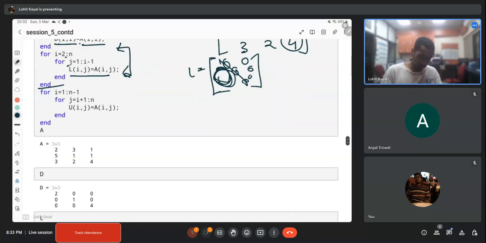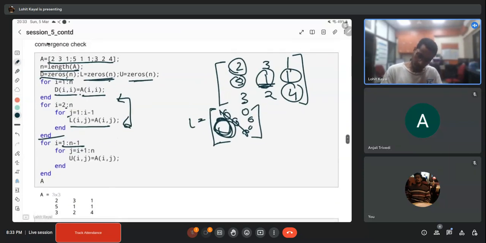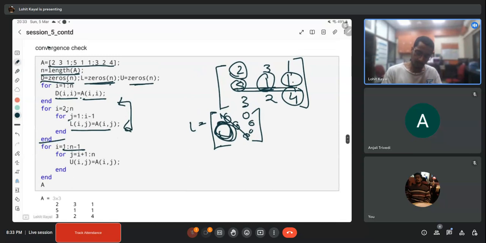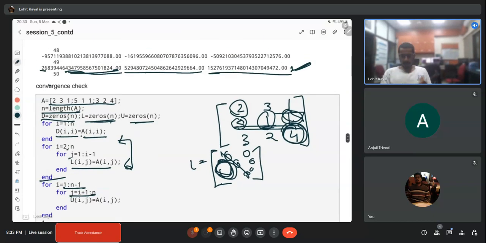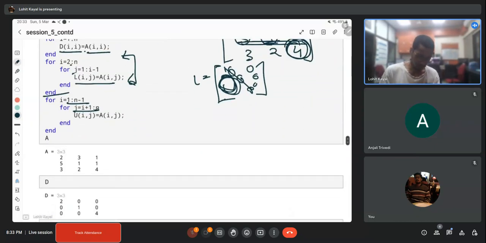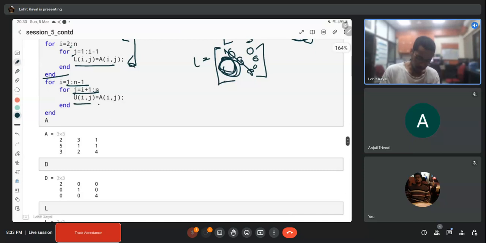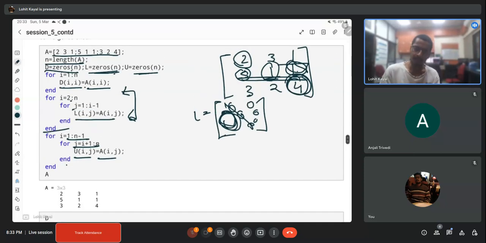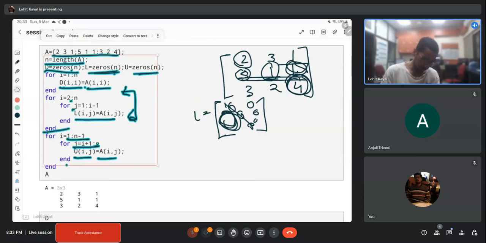And for U, it will start from the first row, but it will not go to the last row because the last row element will be 0 anyway. Here I will just consider the above diagonal element. It will start from i plus 1 and go up to n. And here it is u_ij equal to a_ij, exactly the same code as I have mentioned earlier, and I have shown the detail about the code. Here I am repeating it.